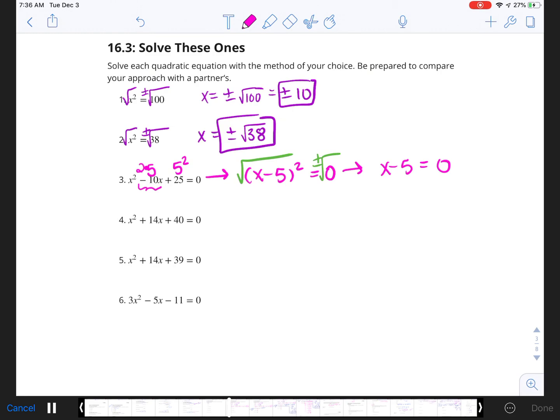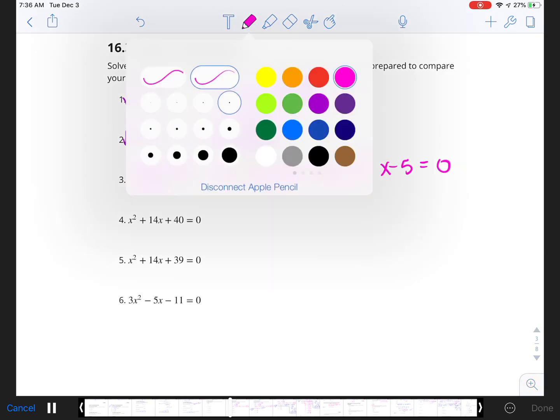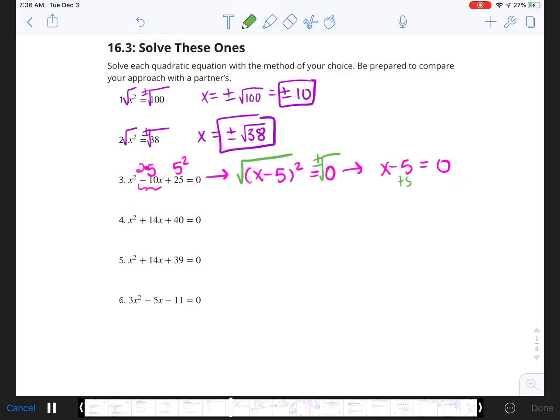Now that I have that, I need to get x by itself. To get x by itself, I'm going to add 5 to both sides.